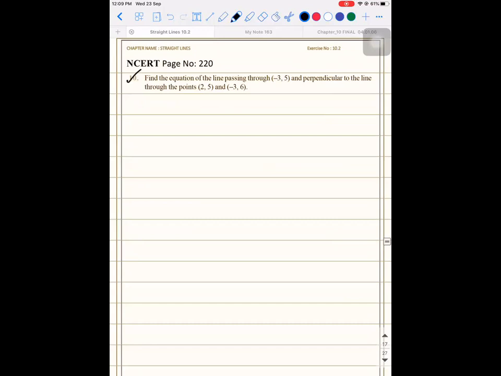Now think of this. Find the equation of the line passing through minus 3, comma 5 and perpendicular to the line joining the points 2, comma 5 and 3, comma minus 6. So there is a line like this and there is another line like this. It's not a perpendicular bisector because everything is a line. It's not a line segment. Okay. So what is point P and Q? 2, comma 5 and minus 3, comma 6.